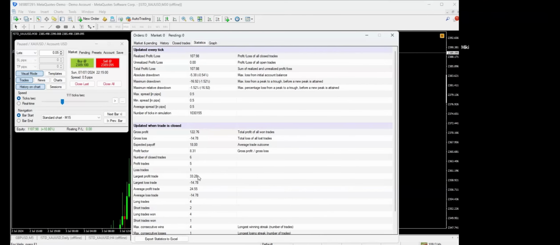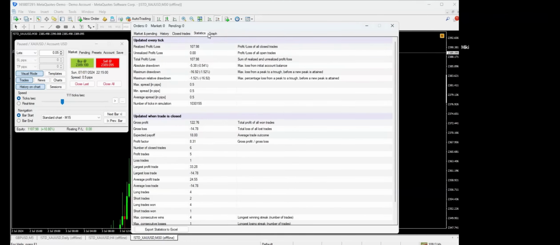Largest profit trade, $33. So that's about what, just above 60 pips? About 66 pips, I think, was the biggest one. So not bad. I think the risk management definitely helped, reducing the stop losses. But again, I'll continue this for the rest of July and see how the strategy plays out. Right now, until then, I'll see you next time.